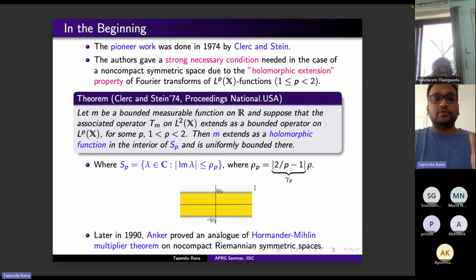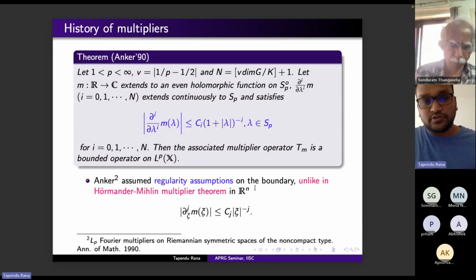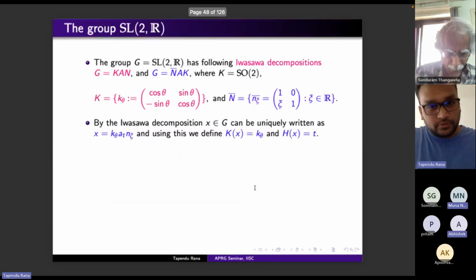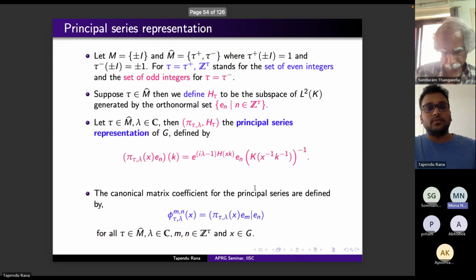So in the multiplier case, they only study 1 < p < 2, and then by duality they extend it to p > 2. But for this operator, since you cannot write it as a convolution operator, you cannot use such a duality argument. So for p greater than 2 and p less than 2, there are different analyses. We have to do the analysis by hand.